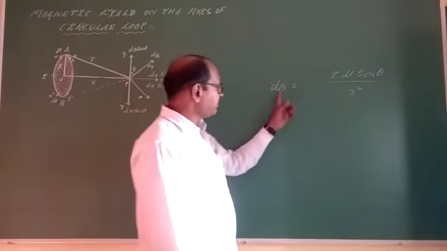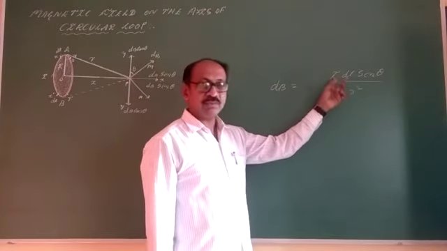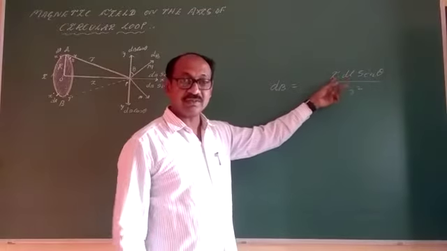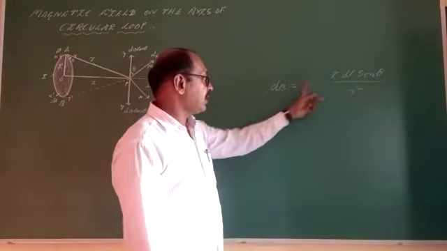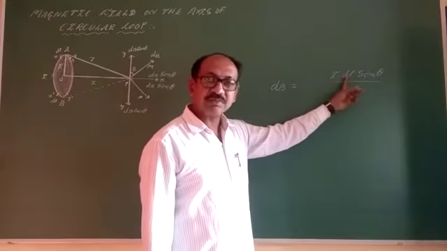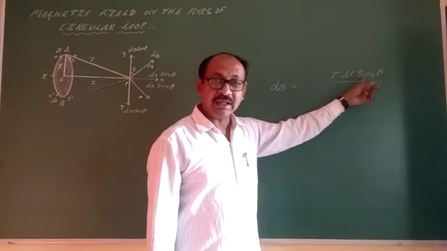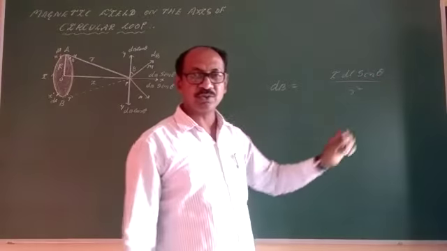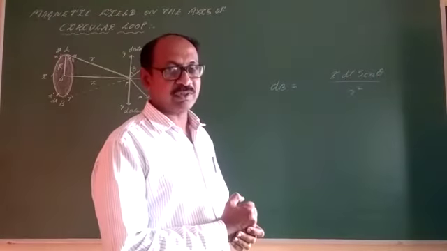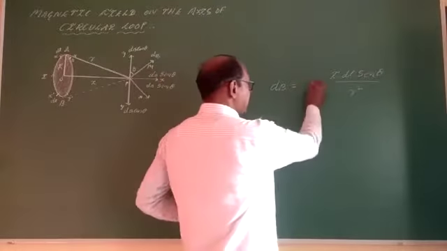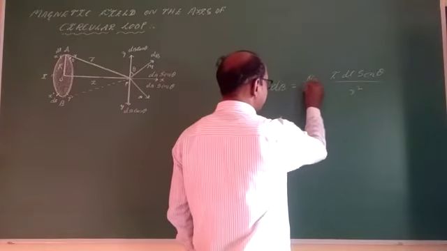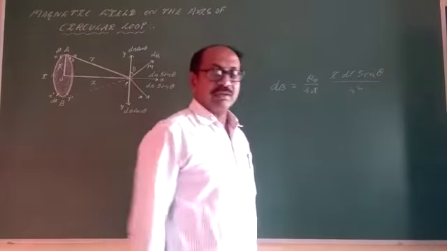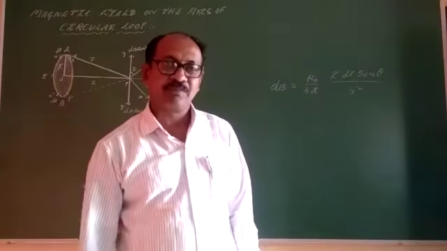You know that the magnetic field is directly proportional to what here? The conductor which is carrying the current. It is directly proportional to the current, directly proportional to the length of the conductor and the angle between them, and inversely proportional to the square of the distance between them, with k being nothing but mu naught divided by 4 pi. So this is what the Biot-Savart law says.